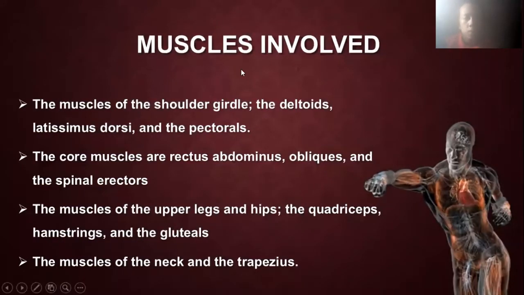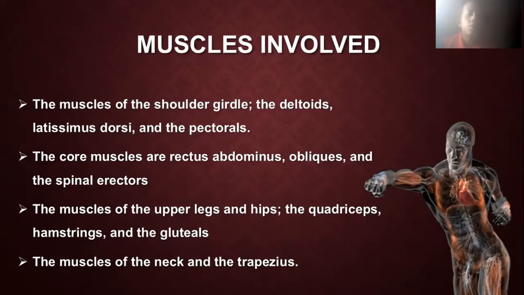I will explain the muscles involved in boxing. The muscles involved are the muscles of the shoulder girdle, the core muscles, the muscles of the upper leg and hip, and the muscles of the neck and trapezius. All the upper and lower body muscles are important for the boxing athlete. So, we'll go one by one.